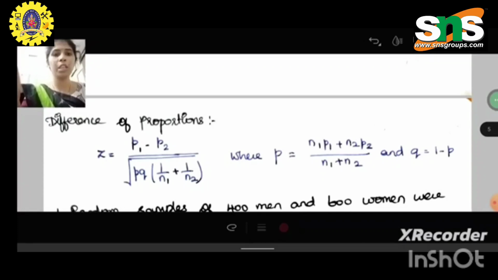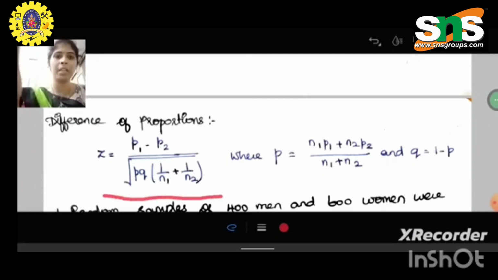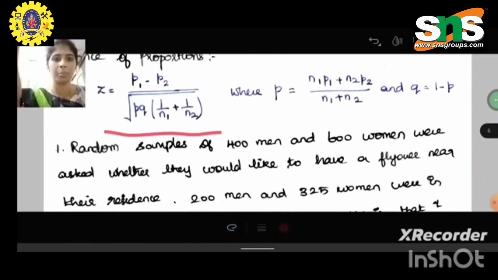So the formula for a single proportion is Z is equal to small p minus capital P divided by root of PQ divided by N. Whereas here we have the formula for difference of proportion as Z equal to P1 minus P2 divided by root of PQ into 1 by N1 plus 1 by N2. Here P stands for N1 P1 plus N2 P2 divided by N1 plus N2, and Q is equal to 1 minus P, as we have seen in the last problem.